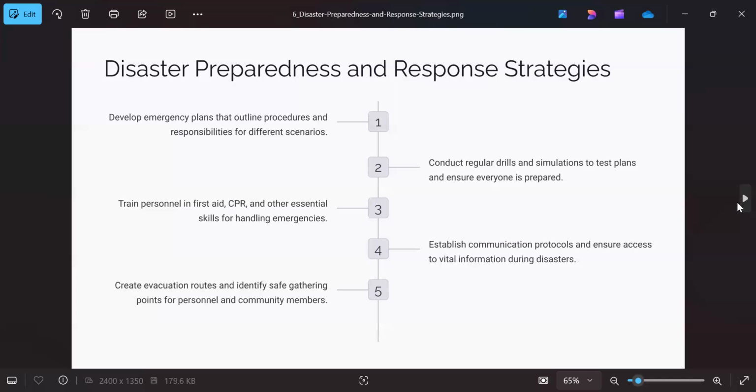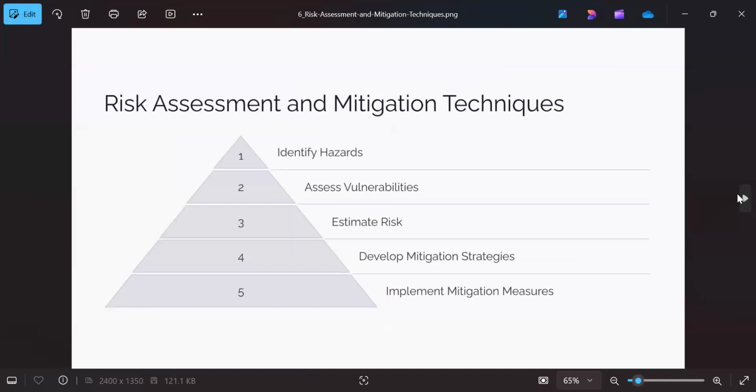Then coming to the next very important thing, which is risk assessment and mitigation techniques. It is very important that you assess the amount of risk involved.